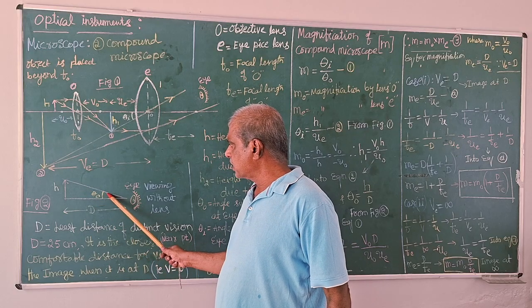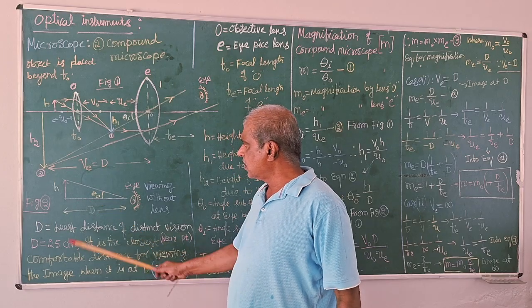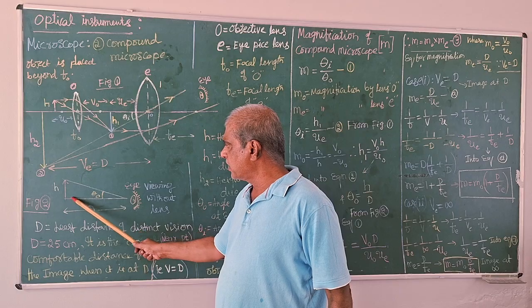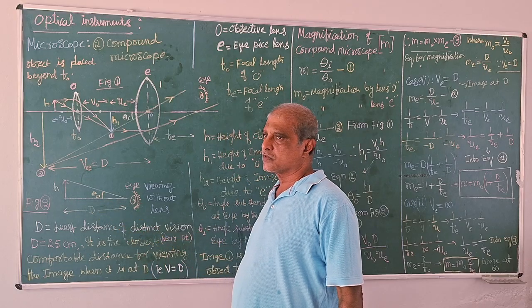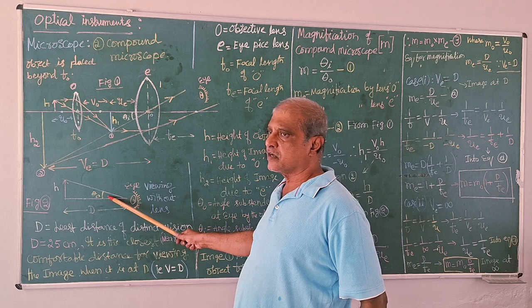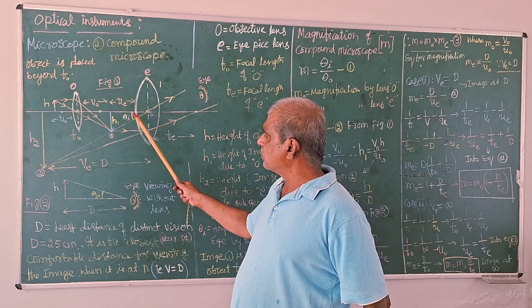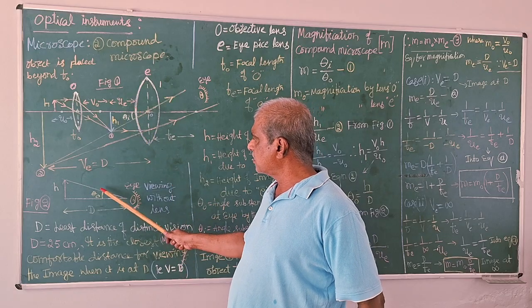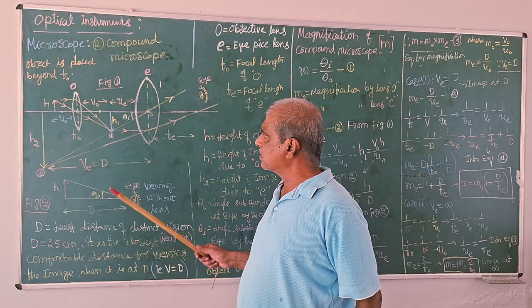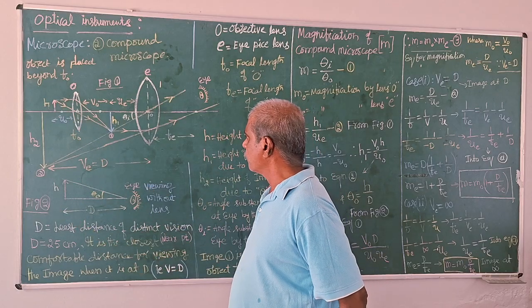Using this diagram, we can write theta naught equals h divided by D, opposite side divided by adjacent side, since you are taking tangent of this angle. Tangent of this angle is theta naught, because the angles are very small due to microscopic size.